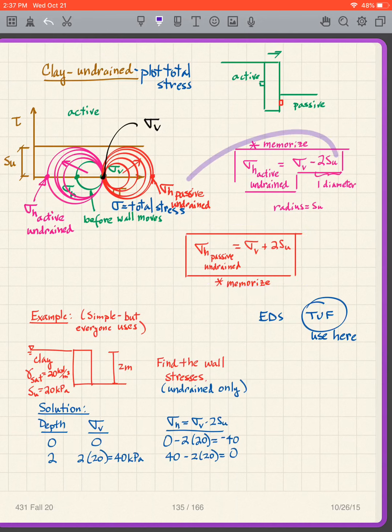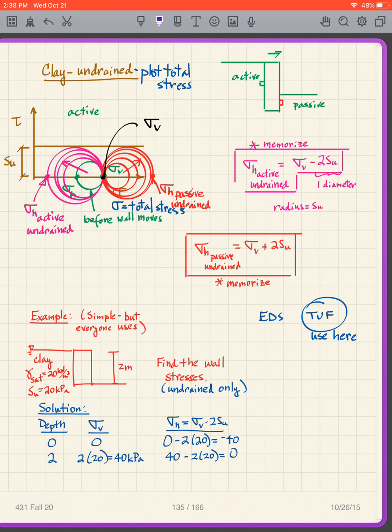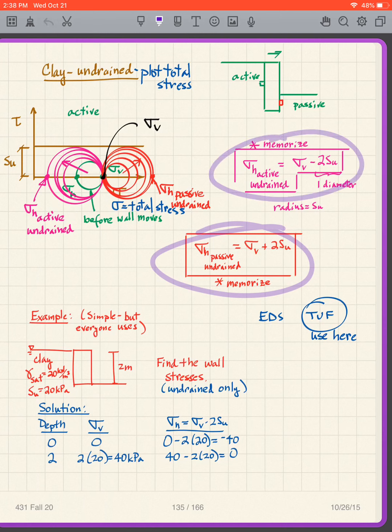So once more, I'd like you to memorize those two to get the active and passive. So it goes back to what we just said. Well, I could add on here for clay and silt that it's more complicated. In other words, I don't use my Ka and Kp for clay undrained because here's my new equation, a little bit different than what we had before.